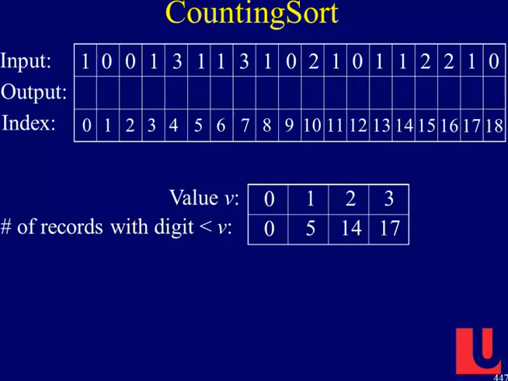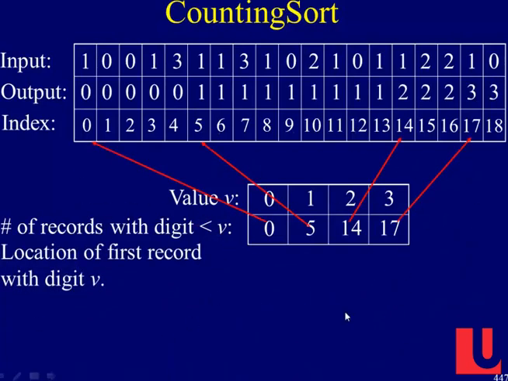And what do you think is the meaning of 5? 5 tells me that there are 5 numbers smaller than 1. Right? So what does this 5 tell us? The first 1 is going to go here. Because the 5 zeros are going to go here, and the first 1 is going to go there.